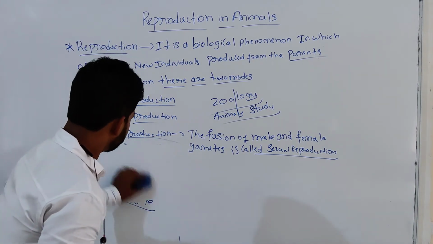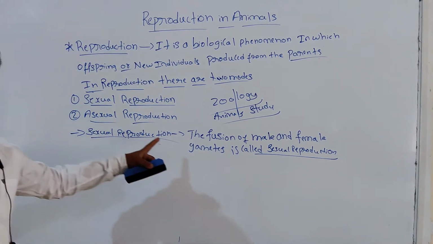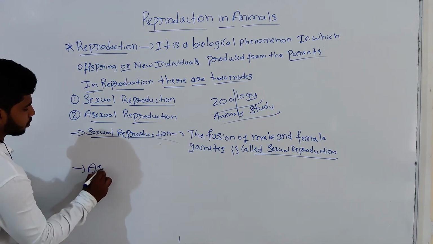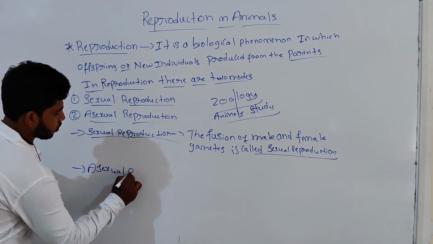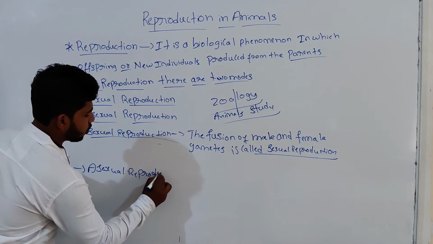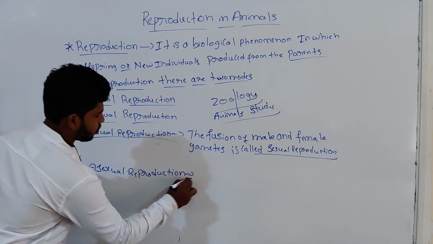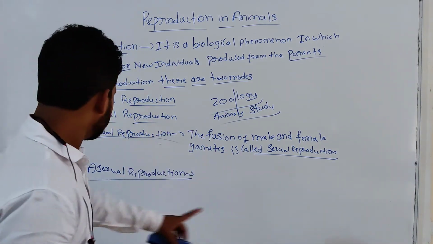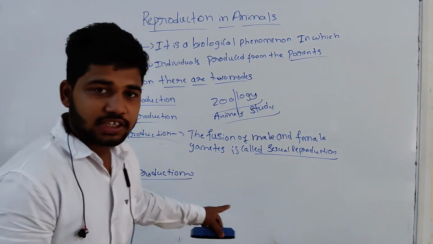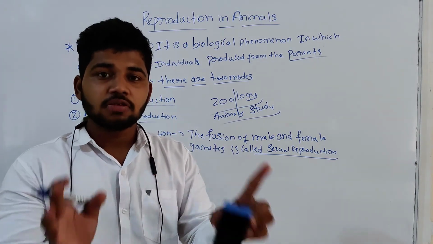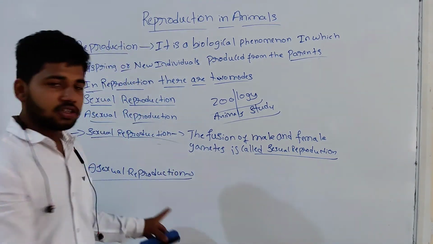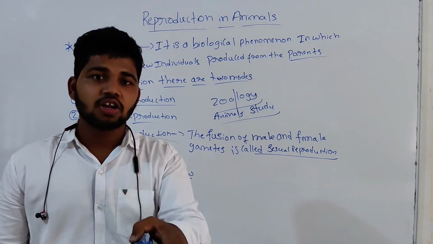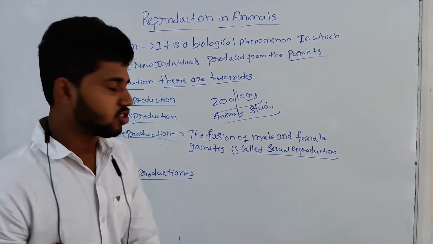And again, the second one. What is the definition of asexual reproduction? Before, I said that A means absent, so asexual reproduction. In asexual reproduction, the gametes are not involved in the fusion. It is also a mode of reproduction in which the gametes are not involved in the reproduction. It is called asexual reproduction.